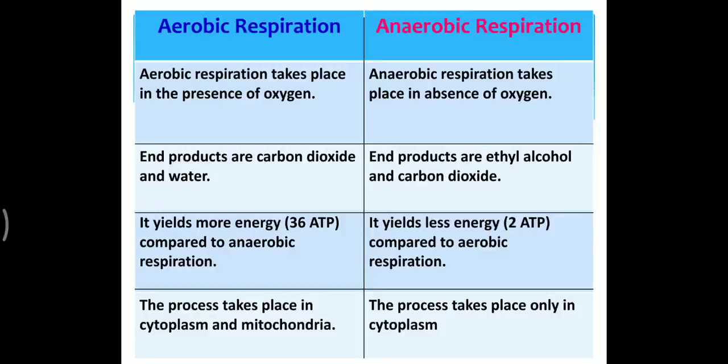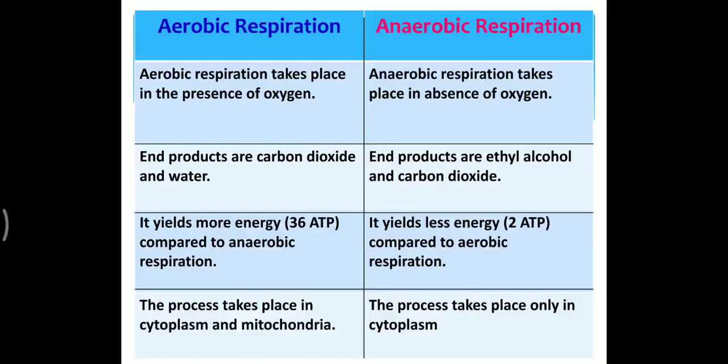Now here you see the difference between aerobic and anaerobic respiration. Aerobic respiration takes place in the presence of oxygen. Its end products are carbon dioxide and water. It yields more energy, that is 36 ATP compared to anaerobic. The process takes place in cytoplasm and mitochondria.